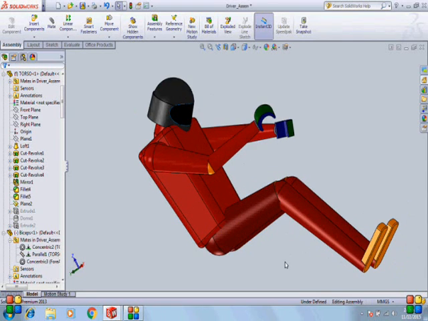So I hope this helps you a little bit in simplifying things, especially the CAD modeling part of your vehicle development.